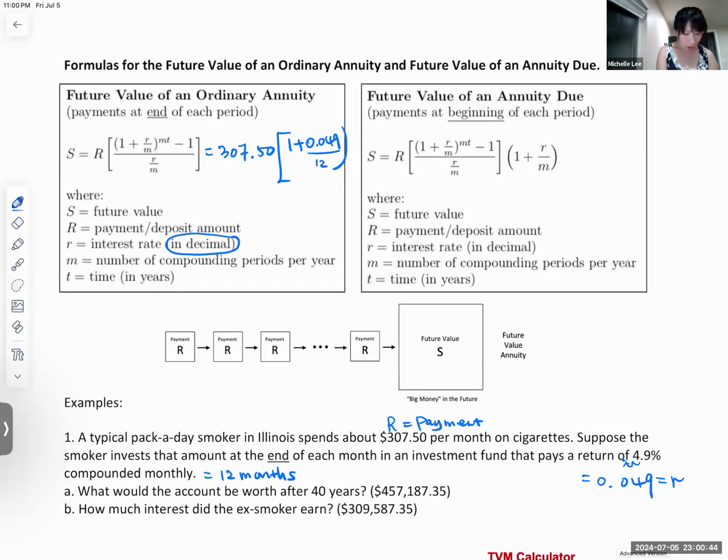Okay, this is the one, yeah? All right, let's take a look. The power, the exponent, has m times t. M in this case is 12. T in this case, let's see. The question says, what would the account be worth after 40 years, right? So it's only the years, right? So this will be t in years, so that will be 40 here. Okay, now minus 1.